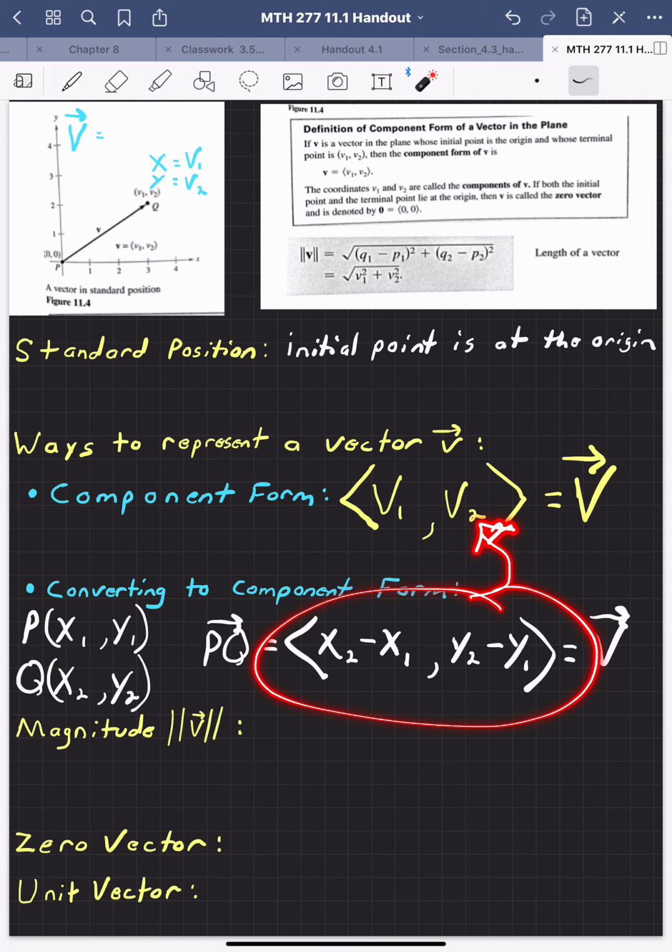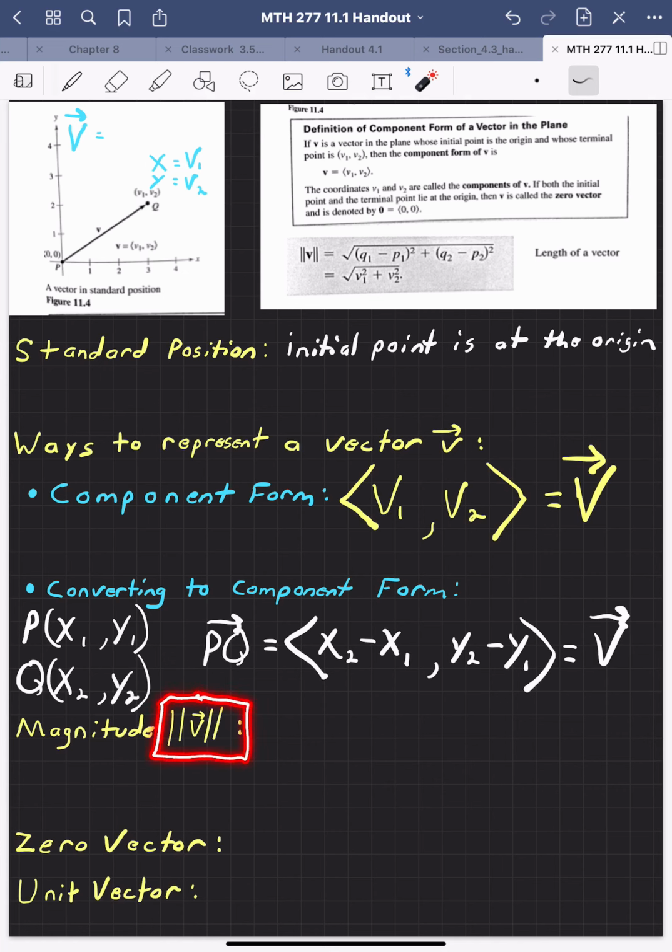All right, so let's discuss magnitude. I told you that the notation that I would be using for magnitude of a vector looks like the following. So you have this, that's a double absolute value bar.